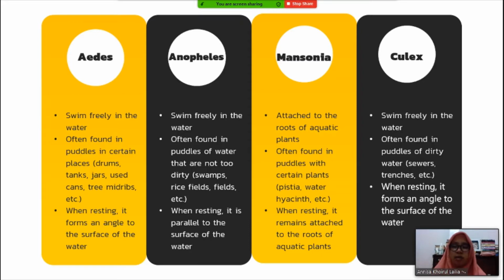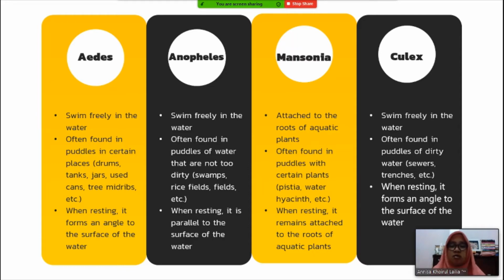So the first is Aedes, mostly known as the vector of dengue. The larvae swim freely in the water, so they are very active, and they are often found in puddles in certain places, such as drums, tanks, jars, used cans, and tree holes. And then, as I said before, when resting, it forms an angle to the surface of the water. And then the second is Anopheles.